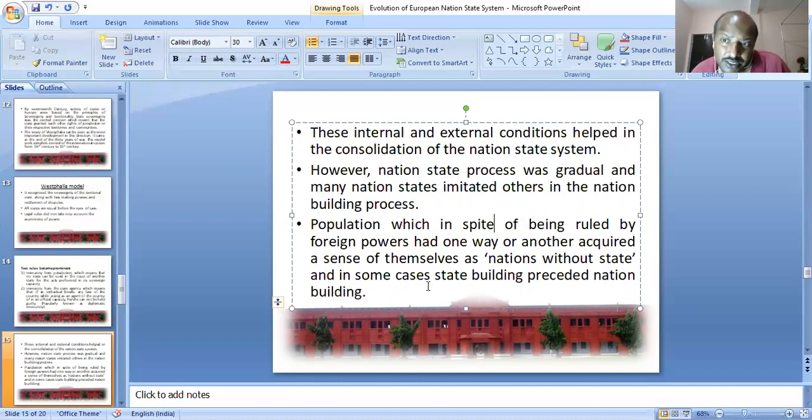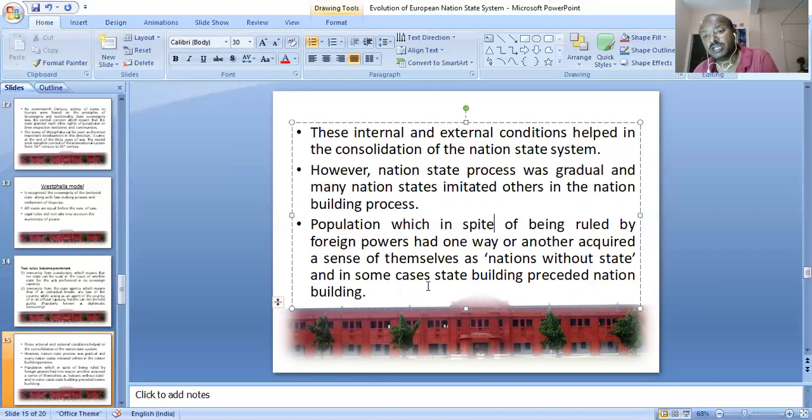Nations without state, what are the examples? For example, Palestine. People in Palestine believe that Palestine is a state, but unfortunately the United Nations or any of the major powers have not recognized Palestine as a state. So Palestine can at best be considered a nation. Similarly, nations without state. I have already given examples of nations without state.